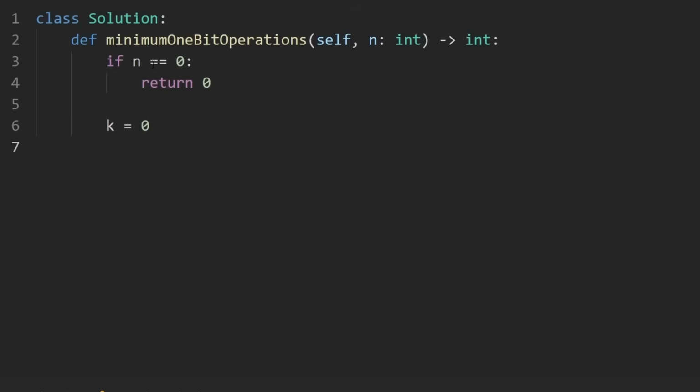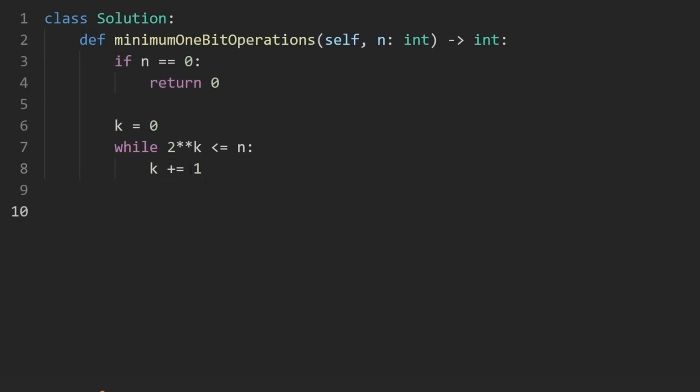So now, how do we find the most significant bit? Well, while 2 to the power of k, this is the position of the most significant bit, and 2 to the power of k is the number that that bit is going to form, while this is less than or equal to the current number that we're at, what I'm going to do is increment k. So you tell me, when is the loop going to stop? Probably when this is no longer true, which means we actually shifted k too far. We made k bigger than n. So what we do right after the loop is just decrement k.